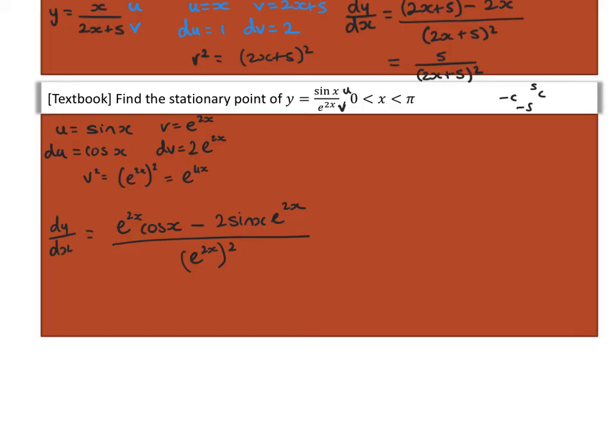So I can simplify this, and I am going to simplify this, because they all are multiplied by e to the power of 2x. So now I have cos of x minus 2 sine of x over e to the power of 2x. That equals 0. Okay, I can multiply everything by e to the power of 2x.